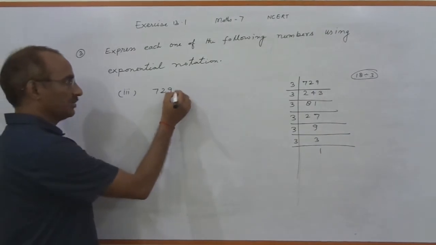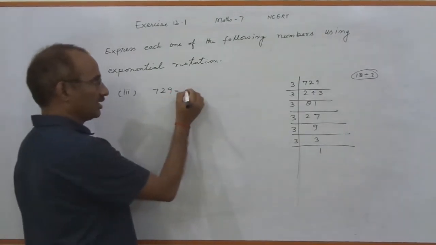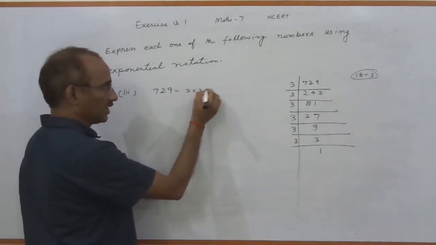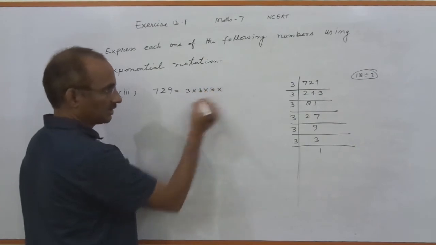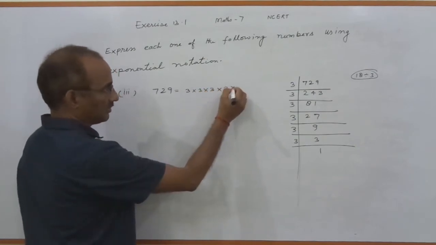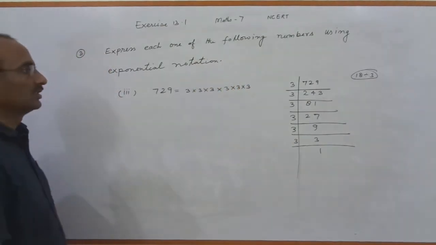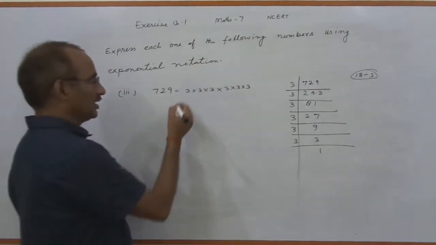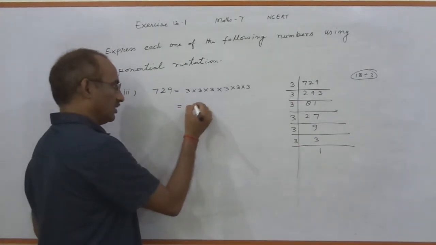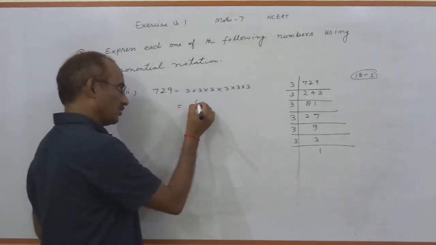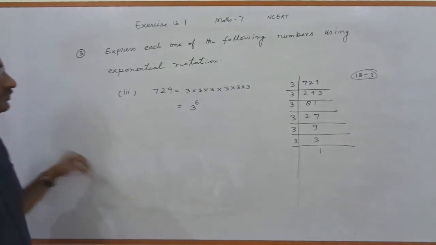So 729 can be written as 3 multiplied with 3 multiplied with 3 multiplied with 3, 3 and 3. So it can be written as 3 raised to the power of 6.